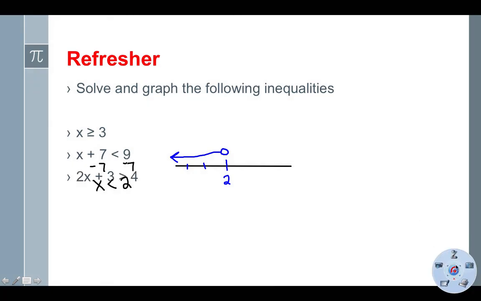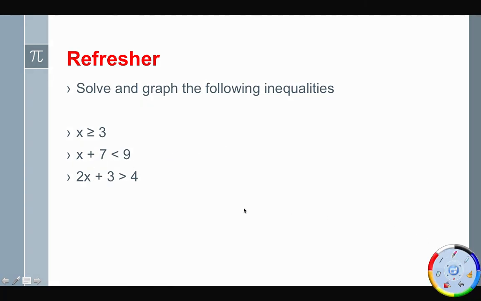All right, and all of these are kind of the same idea here. If I was to say 2x plus 3 is greater than 4, I would subtract 3 from both sides. I would get 2x is greater than 1. Divide by 2, I'd say x is greater than 1 half. And I would go back to my number line, and I would graph at 1 half. I would use an open dot because there is no equal to, and I want to go greater than, so I go off to the right.